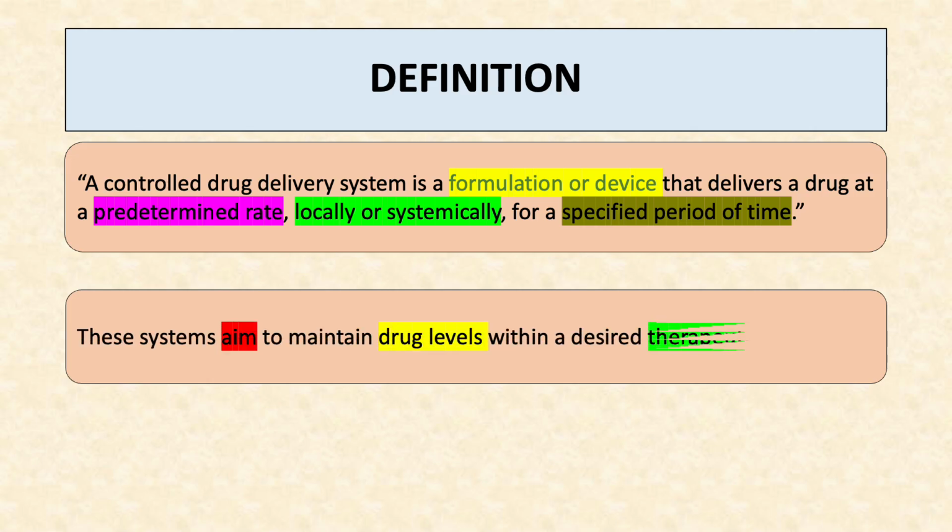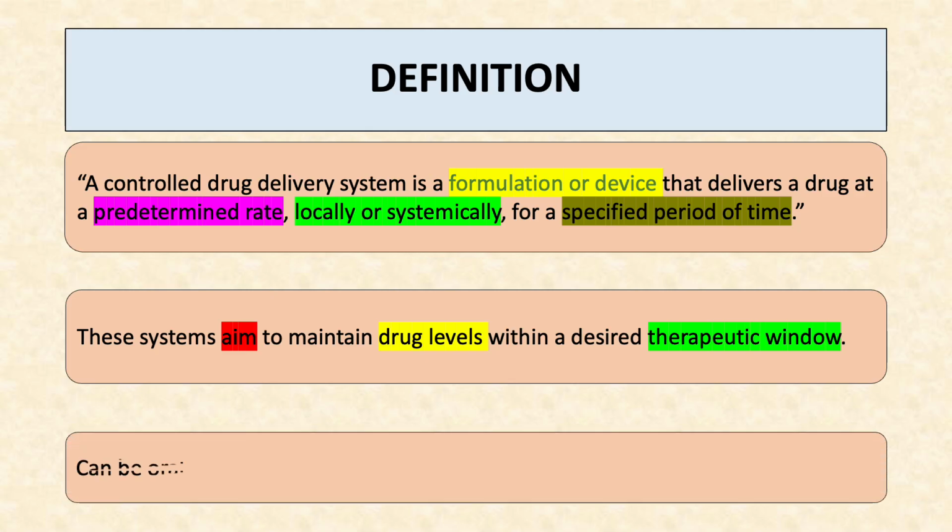These systems aim to maintain drug levels within a desired therapeutic window. The goal is to keep drug concentration in plasma within the therapeutic window, means above the minimum effective concentration and below the maximum safe concentration. It could be oral, transdermal, injectable, and implantable.